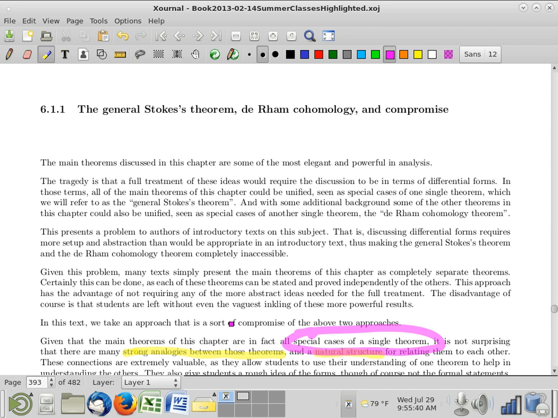One approach that you can take, and a lot of books do this, is to just enumerate the individual special cases, talk about them separately, and declare victory. There's an argument for that. There's a big disadvantage to that as well. The disadvantage is that these separate special case theorems are, in fact, all just different manifestations of a single theorem. No surprise, they have a lot in common with each other. There are a lot of analogies, comparisons, connections between these various special case theorems that we're going to talk about here in Chapter 6.